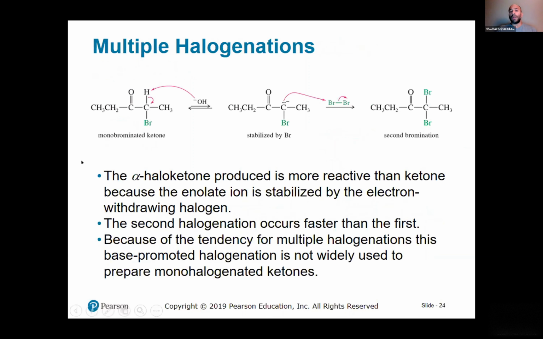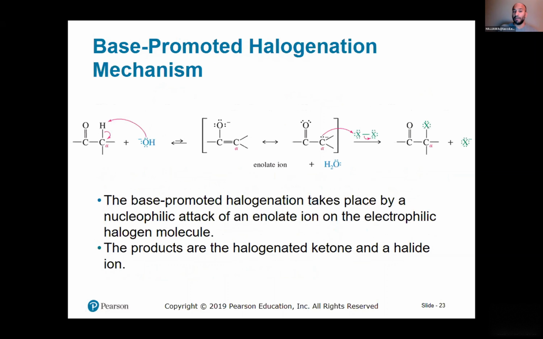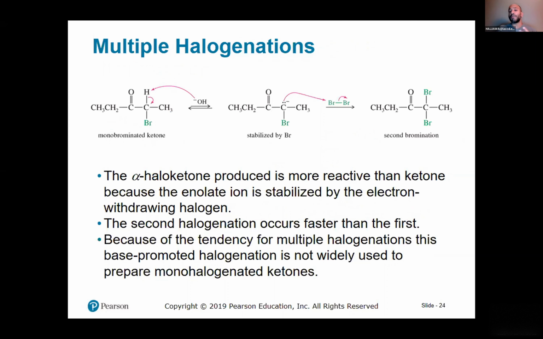And that's the problem with having more than one alpha carbon hydrogen. If you have two, you will substitute the first one, and you will go on with the second one being deprotonated because it becomes easier. Think of it, you have an electron-withdrawing group. It makes that acidic hydrogen even more acidic than in the previous ketone. So that's important to keep in mind. This step becomes easier than the first halogenation step.